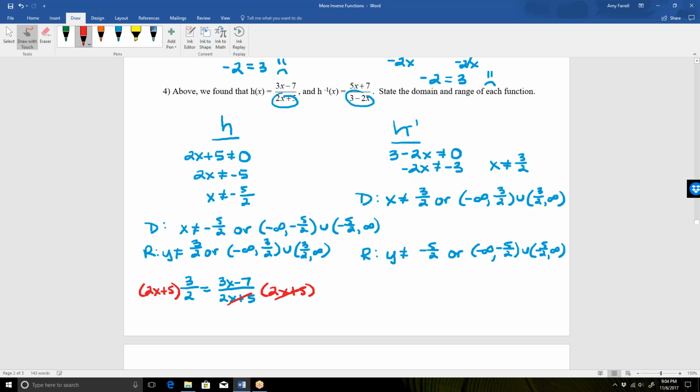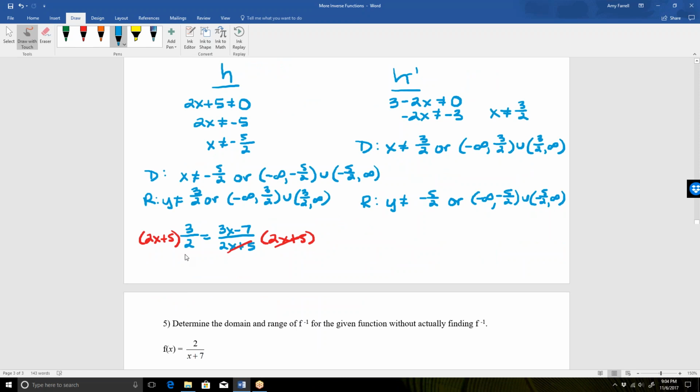Okay, and so I can cross cancel there. And on the left-hand side, if I distribute the 3 over 2, 3 over 2 times 2 is just 3. So I would have 3x plus 15 over 2 equals 3x minus 7. And then I could subtract 3x from both sides, and I would have a statement that is not true. 15 over 2 does not equal negative 7. Okay, so that just shows you why y cannot be 3 over 2. Again, you don't have to do this. I'm just trying to verify what we calculated.